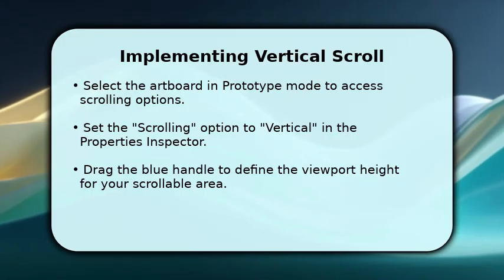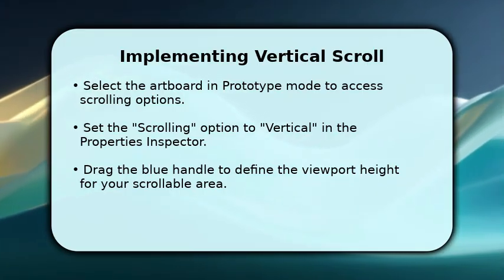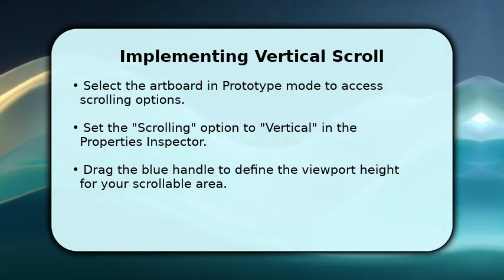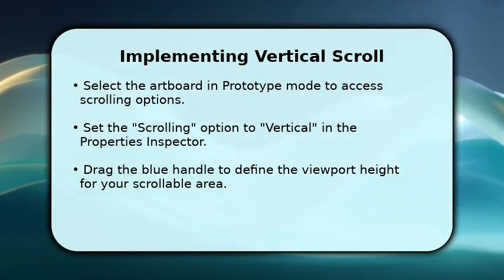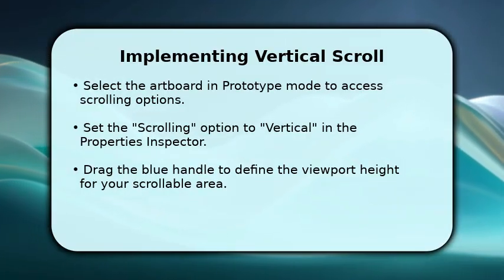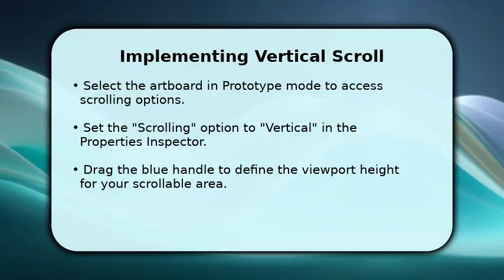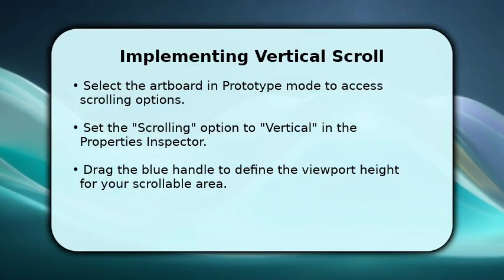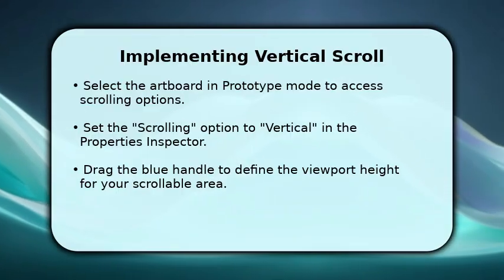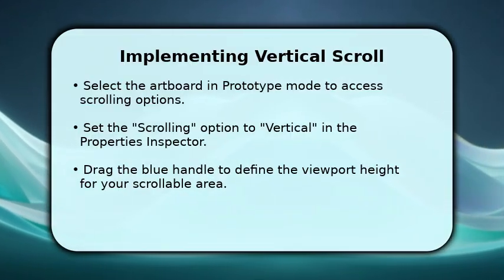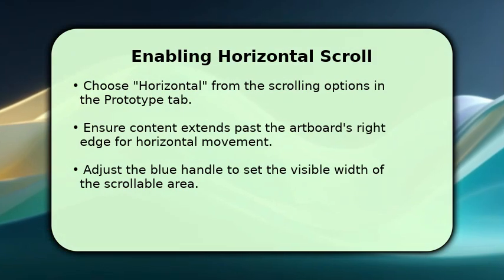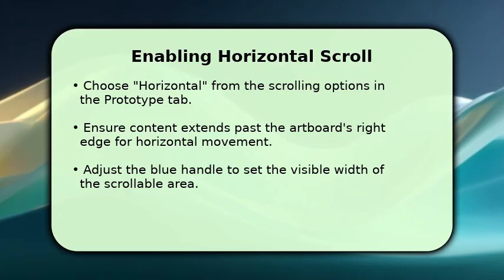To implement vertical scrolling, select the artboard you wish to make scrollable while in prototype mode. In the Properties Inspector on the right, locate the scrolling drop-down menu. Change the setting from None to Vertical. You will then see a blue handle appear at the bottom of your artboard. Drag this handle upwards to define the visible viewport height, typically matching your device's screen height, for example, 736 pixels for an iPhone 8.